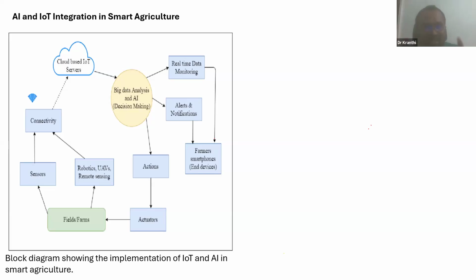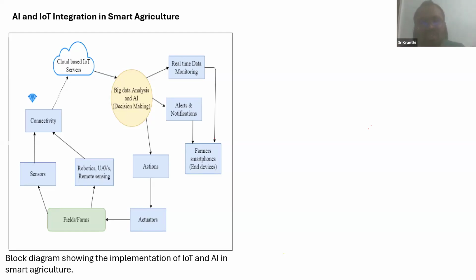So whatever data the sensors collect is transmitted through connectivity solutions to cloud-based IoT services. From there the AI extracts, we perform the data analysis with AI, and based on that we can take the decision. For this, we provide actionable intelligence directly to farmers through smartphones for timely interventions. Additionally, robotics and UAV drones may also be used, though I'm not sure about that one.